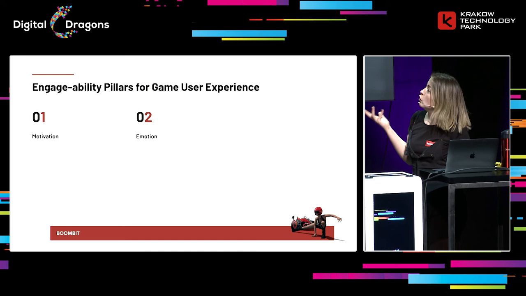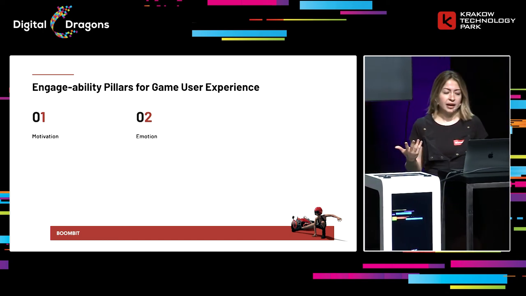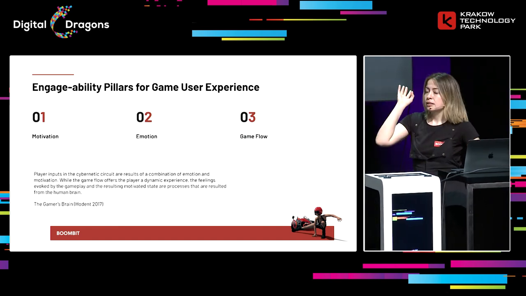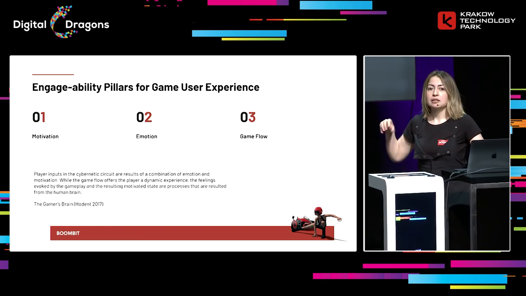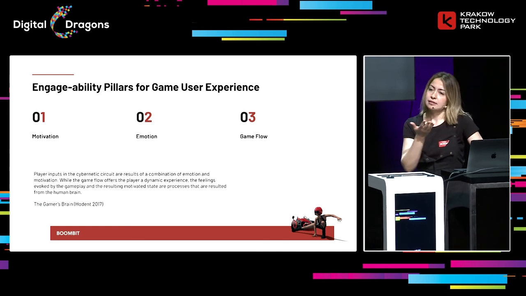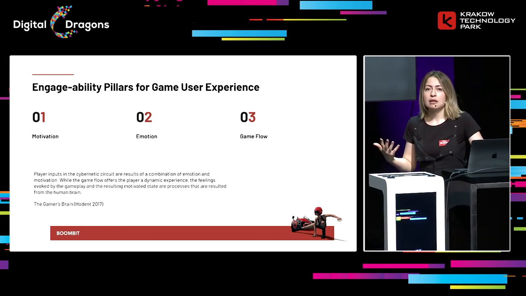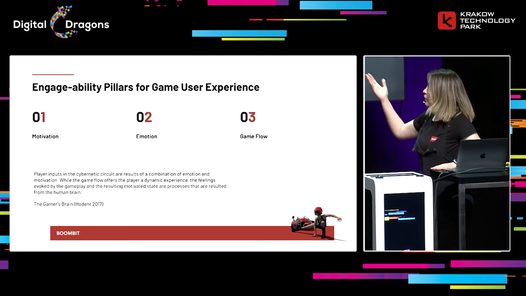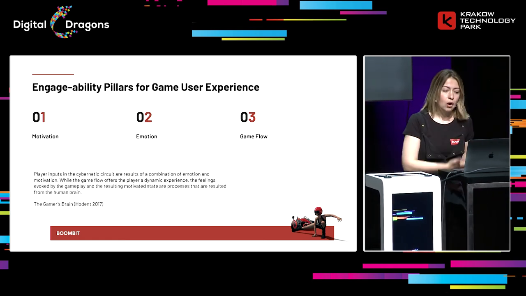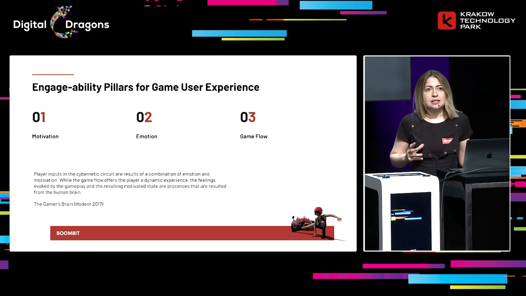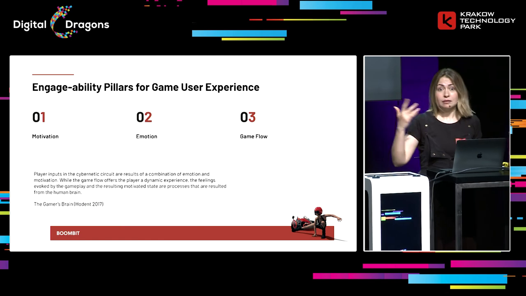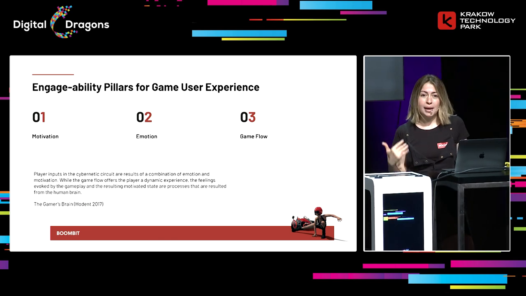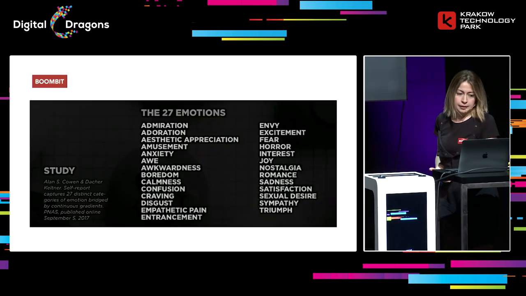And if we go, as designers, for creating this kind of effect, we can use this system from Gamer's Brain, from Hodent. The thing that we need is to engineer motivation and emotion, and the game flow will appear as a result of implementing those. The player inputs in the cybernetic circuit are results of a combination of emotion and motivation, says Hodent. And the feelings that we evoke are important. So with breaking the fourth wall or magic circle manipulation, we can aim for feelings in order to make the player do different things.